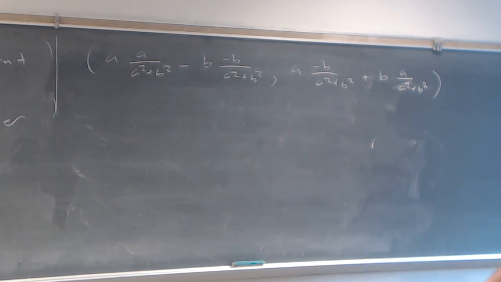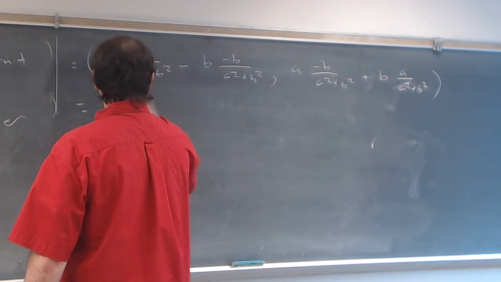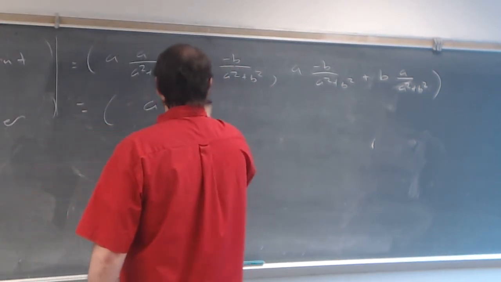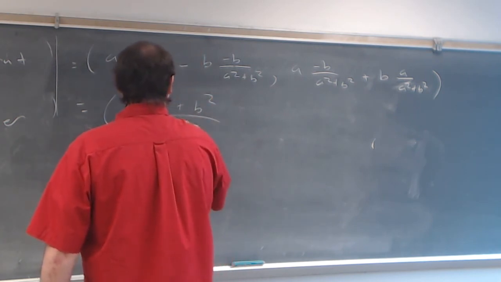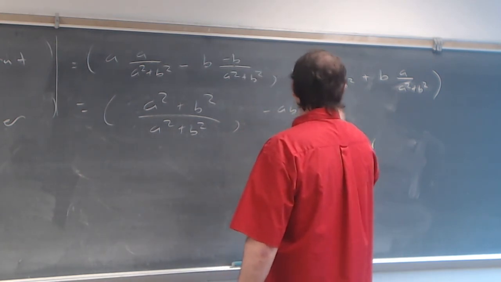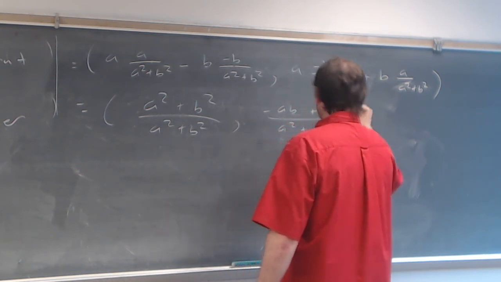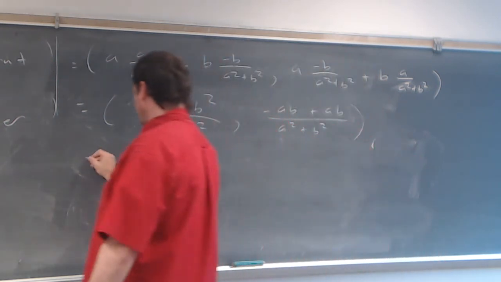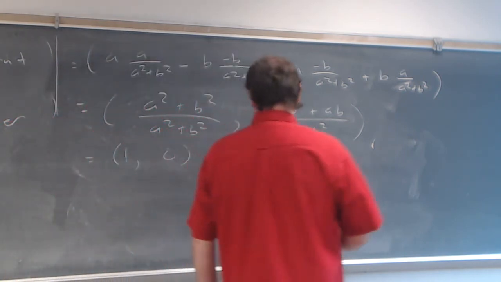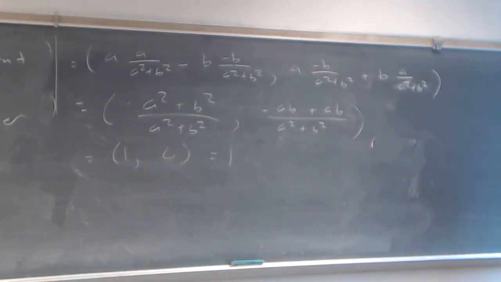Okay, that's right. And so that's equal to A squared minus B squared, that means plus B squared over A squared plus B squared, comma. Here this is going to be minus AB plus AB, if you will, because of commutativity, over A squared plus B squared. And then this is just 1, and this is 0. And that is the multiplicative identity in the complex numbers. That's our 1.